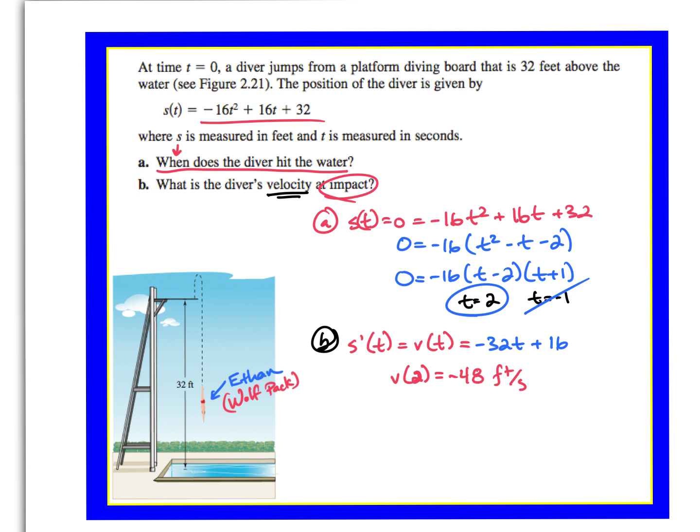Now, I might go a little further on my assessments. I'm going to ask you for velocity, totally. However, I might ask you for speed. What is Ethan's speed as he's entering the water? My speed is 48 feet per second. All right. What does the negative imply? Direction. He's going which way? Down. If he was going up the whole time, that would be weird.